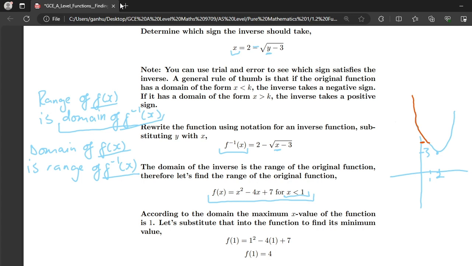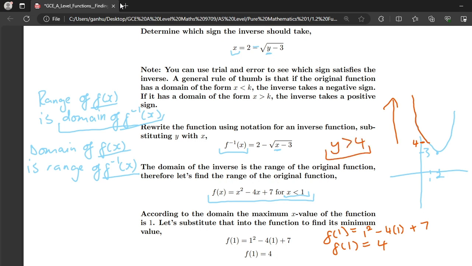And then if we can find the y value here when x is 1, that will give us our range. So if we substitute into our equation here, it becomes f of 1 is equal to 1 squared minus 4 times 1 plus 7, and f of 1 is equal to 1 minus 4 is negative 3, 7 minus 3 is 4. So we know that this point here is y equals 4, and as you can tell, our graph is increasing going up, so the range is y is greater than 4.